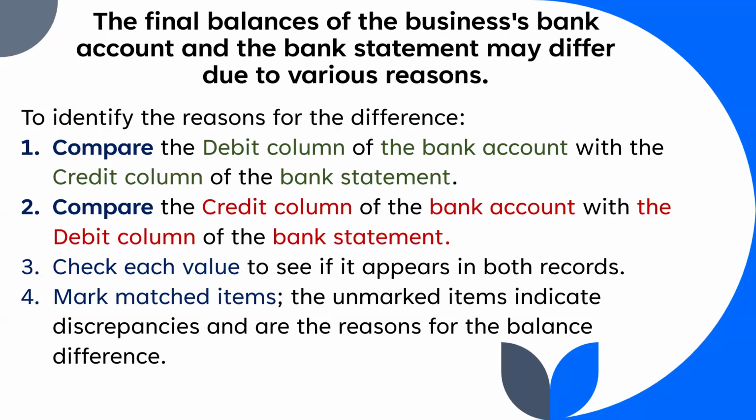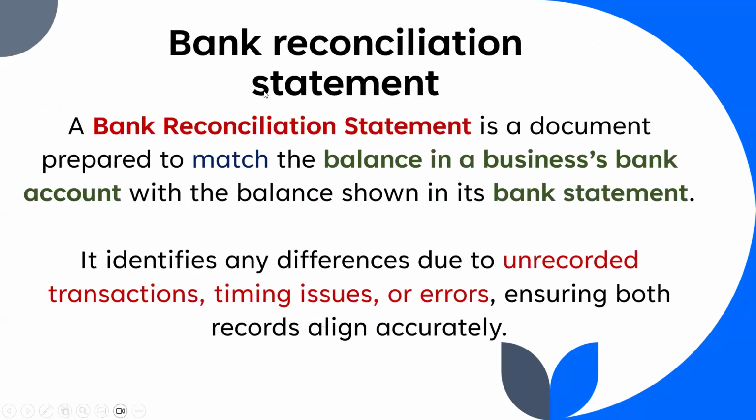Whatever is not marked are the ones with the problem. Okay, so that is how you start comparing and then you check things out. So the bank reconciliation statement comes into play here. We use the adjusted bank account and the bank reconciliation statement after checking for the accounts with issues. We would use it to sort things out to get a balance in your bank account equal to the one that is in the bank statement.